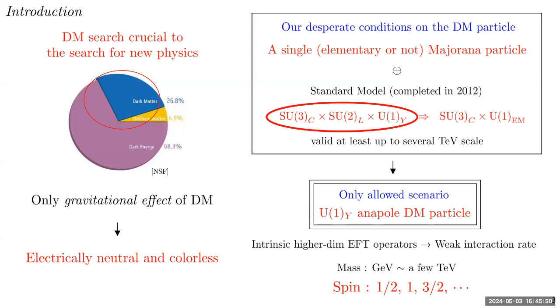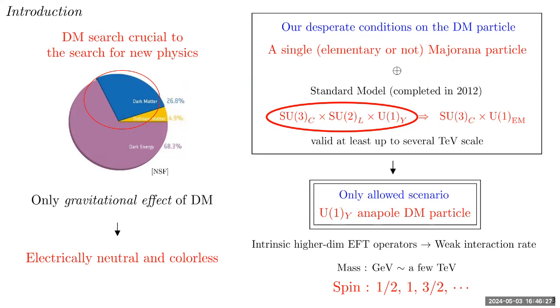By the way, the Anapole interaction intrinsically generates higher-dimension effective field theory operators. Because of this fact, we can automatically explain the weak interaction rates of the dark matter particle. And since we are considering the standard model gauge symmetry, the mass range can naturally be assumed to be from GeV to a few TeV scales. And then what about the spin value?